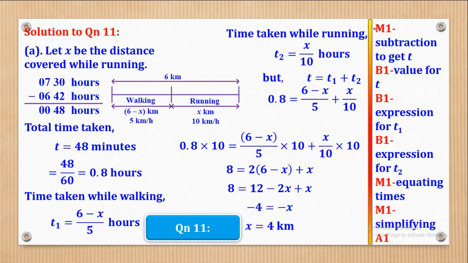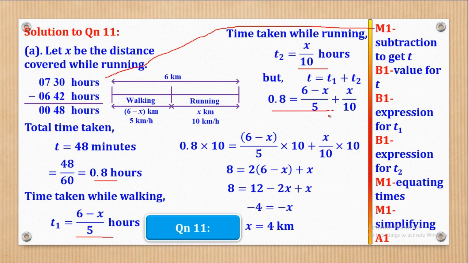Okay, so first of all, this first mark would be here for subtracting to get that value of t, and this B1 would be the value of t in hours. That is 2 marks so far. Now the third mark would be the expression for t1, so this expression gives you the third mark. The fourth mark will be the expression for t2, which is that, and the fifth mark will be equating the times, knowing that t is equal to t1 plus t2.